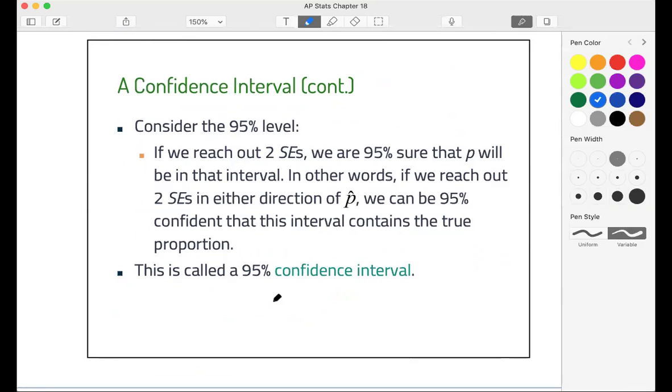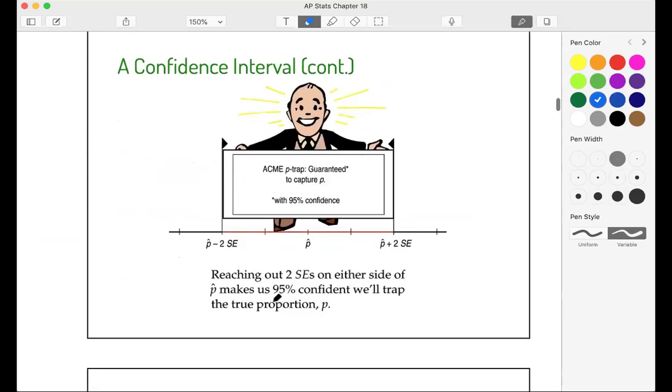So consider the 95% level. If we reach out 2 standard errors, we are 95% sure that the true p will be in that interval. In other words, if I reach out two standard errors in either direction of p hat, we can be 95% confident that this interval contains the true proportion. This is called the 95% confidence interval.